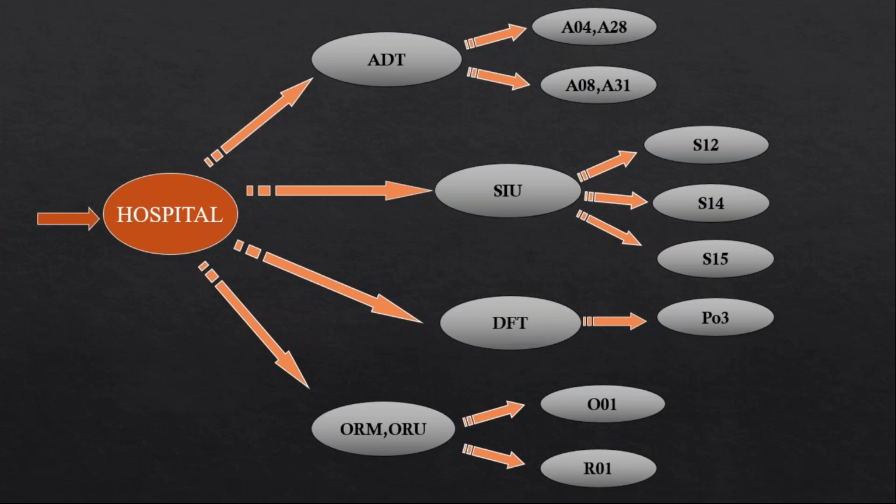And then you have order message. Order message is represented with the event of O01, and the result message is represented with the event of R01. So whenever we look at an order message, we read it as ORM O01, and when we look at a result message, we'll read it as ORU R01.